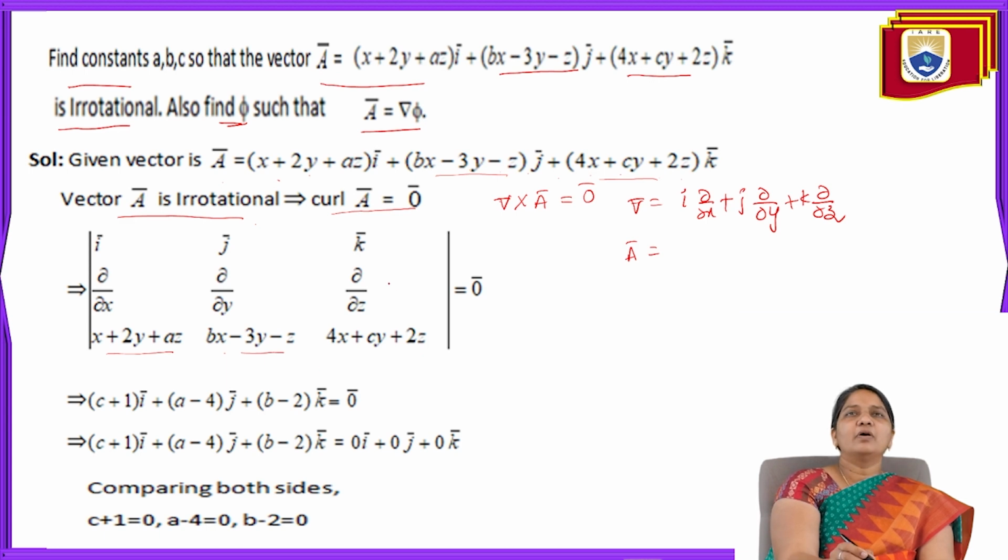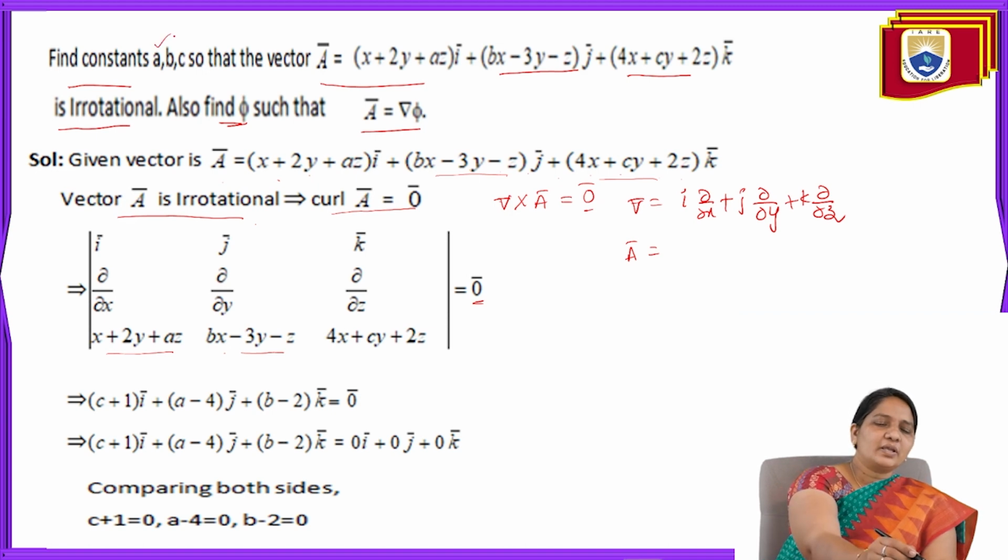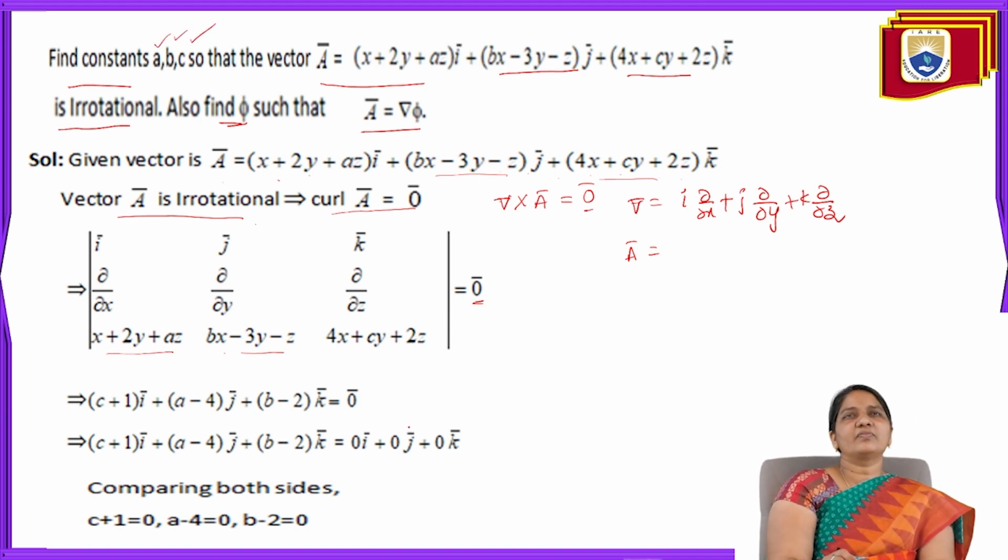Now, this value is equal to 0 bar according to the definition. Up to this, they have given the question. Now we have to calculate this curl value. After that, we will equate it to 0 to find the a, b, c values. When can we find the a, b, c values? After calculating the curl value, if it is equal to 0 bar, then we can find them. Now we are calculating the curl value according to the definition.